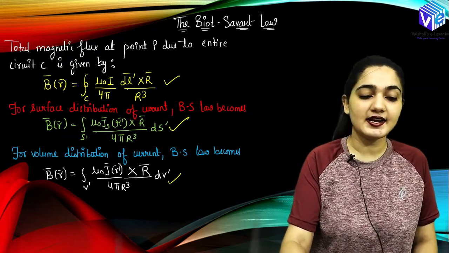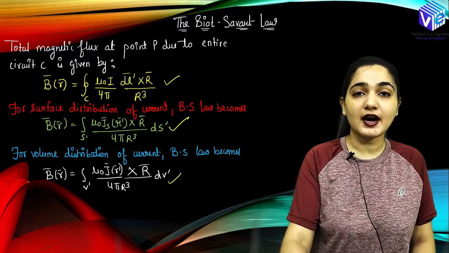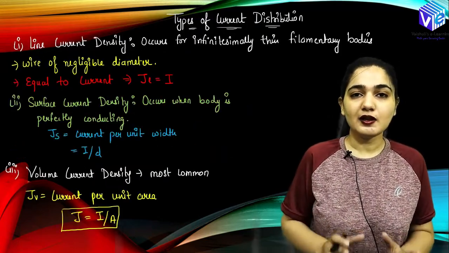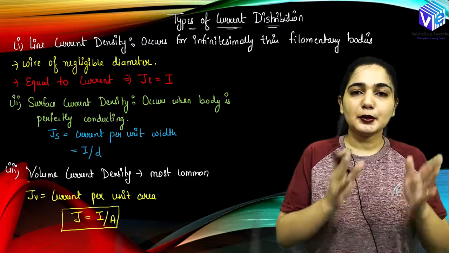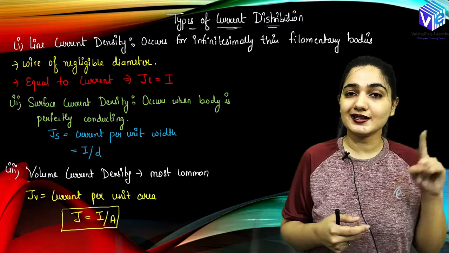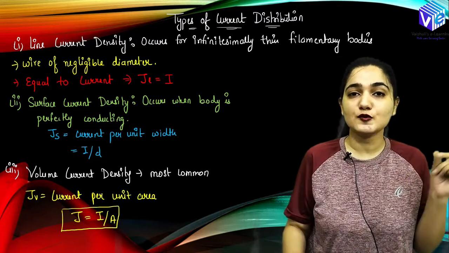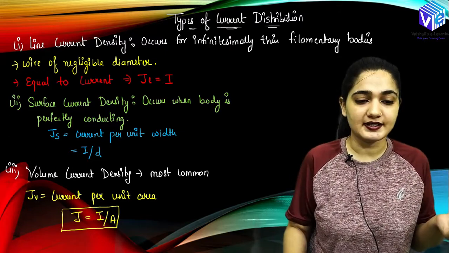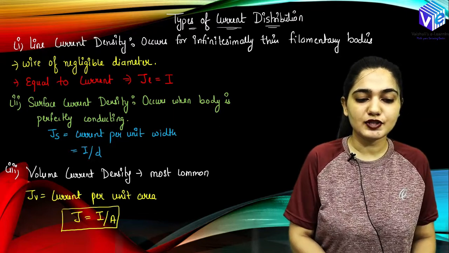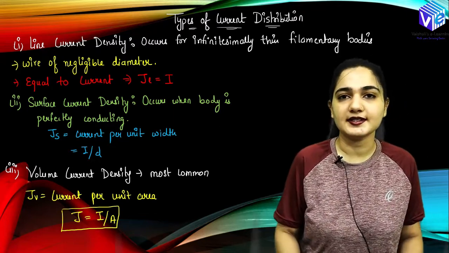So let's understand this, because for finding out the magnetic field we are using these things. So first of all, I am going to relate it with the charge. So how is the current related? Current is related directly to the charge. So line charge will be related as the line current density, right? Surface charge will be related as the surface current density. Volume charge will be related as the volume current density, right?